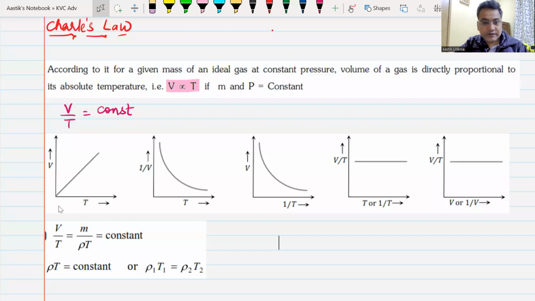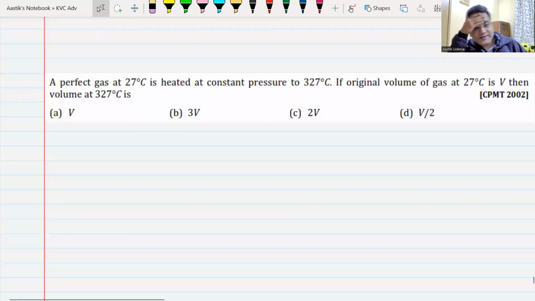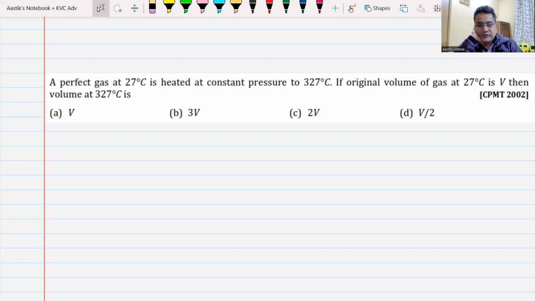This is question number 1. It's a simple, straightforward question just to make you realize that the questions which come in this category would be very simple. A perfect gas at 27 degrees Celsius is heated at constant pressure to 327 degrees Celsius. Original volume is V. What is the final volume? Give me the answer first so that we can move ahead.